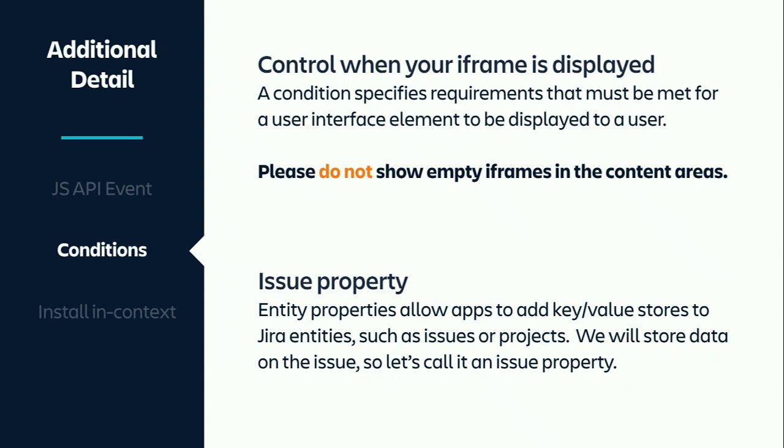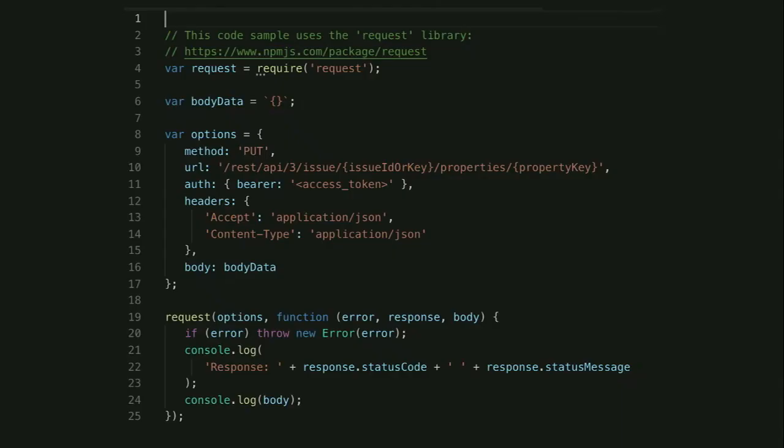OK, so I talked about issue properties. Let me touch on that for a second. These are within the realm of these entity property ideas that allow you to add key value stores, as I mentioned, on different Jira entities, such as issues and projects. I think boards maybe as well. But for our purposes, we're going to call it issue property because we're trying to store data on that issue to reference it later, right?